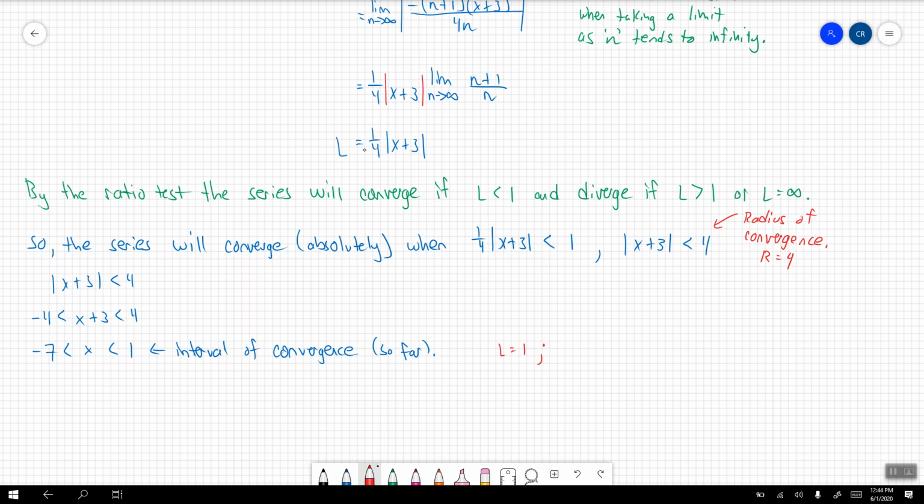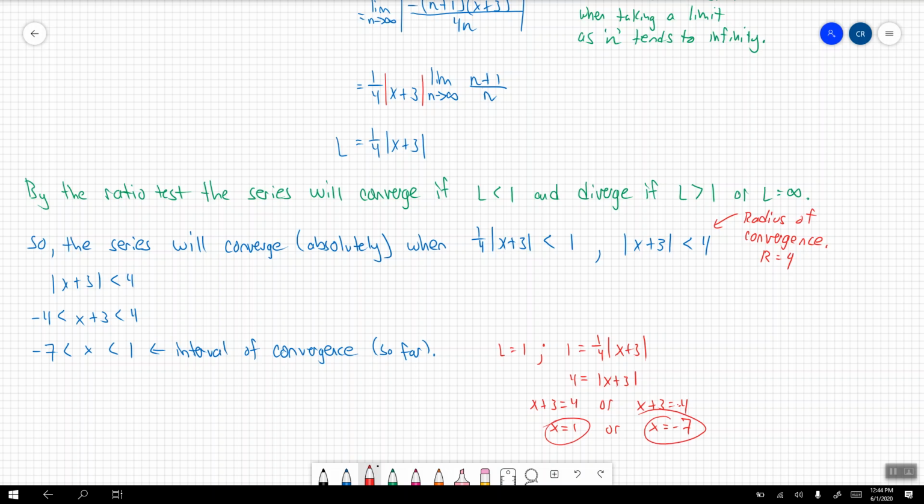All right, so if L is equal to 1, then we naturally get from this piece here that 1 is equal to 1/4 times the absolute value of x plus 3, which means multiply by 4, then 4 is equal to the absolute value of x plus 3, which means that x plus 3 must be equal to 4, or x plus 3 is equal to negative 4. This means that x is equal to negative 7, or x is equal to 1. Guess what these are? Those are the endpoints of your interval of convergence.